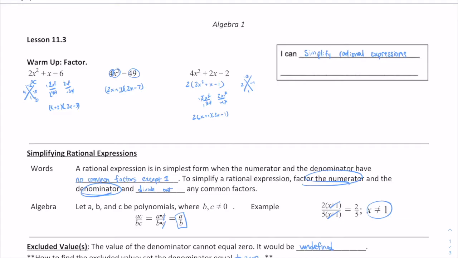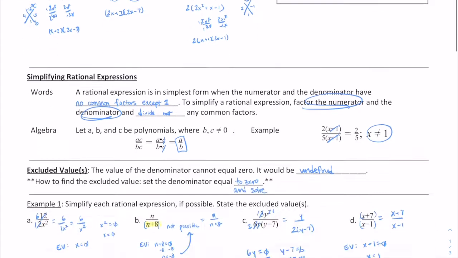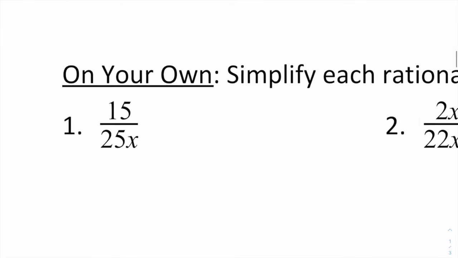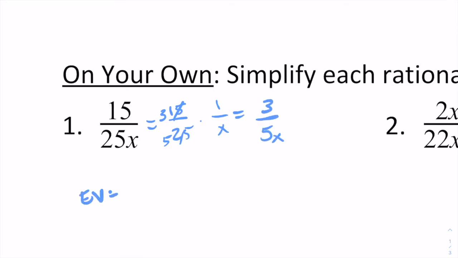All right, so here are the on your own problems explaining all of that. So this first one, well, if you really wanted to, you could separate it out. So 15 over 25 times 1 over x, right? So this becomes 3 over 5, so you get 3 over 5x. Your excluded values are 25x equals 0, so you get x can't be 0.